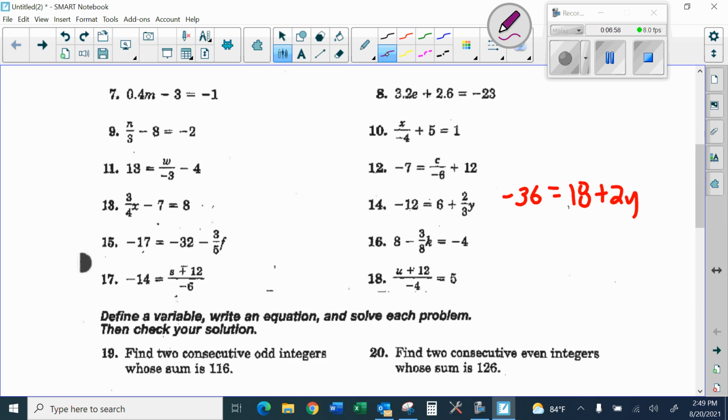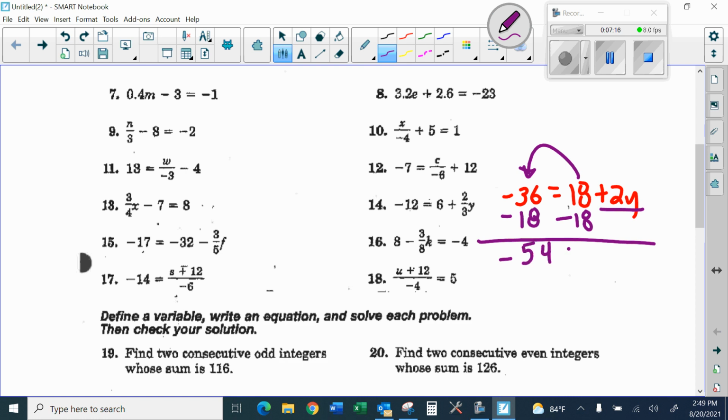Okay, I now ask myself, is the coefficient of the y positive or negative? It is positive, so the y is staying on this side. So I'm subtracting across right there. So I subtract the 18 across. Notice they're both the same sign, so it keeps the same sign, and I add the numbers.